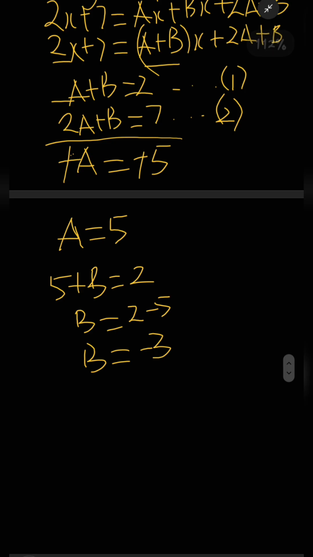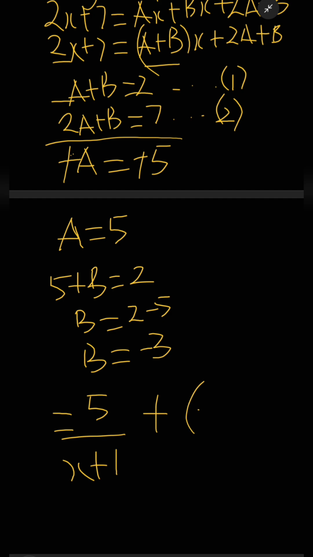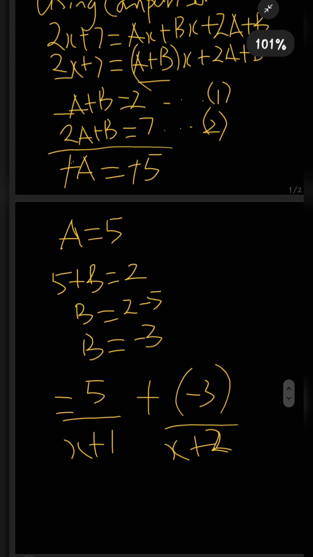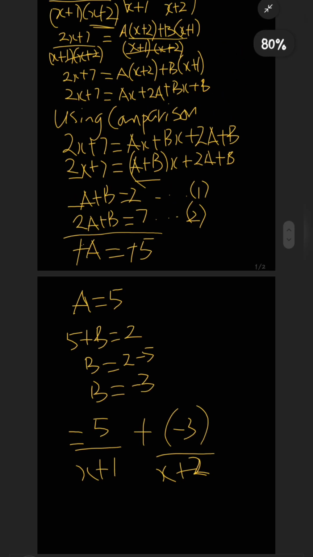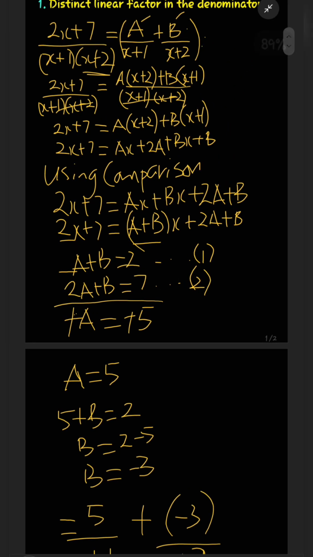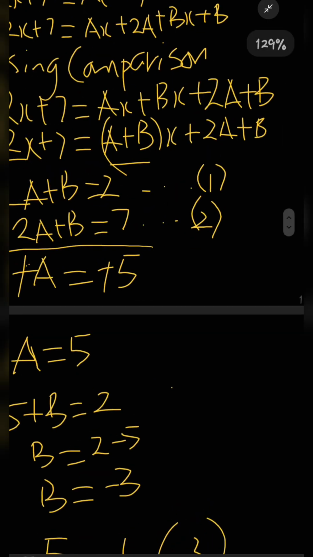So our partial fraction will be 5 over x plus 1 plus minus 3 over x plus 2. Always remember to put the value of a where a is and the value of b where b is. Don't alternate them, because if you alternate them, you get the wrong values.